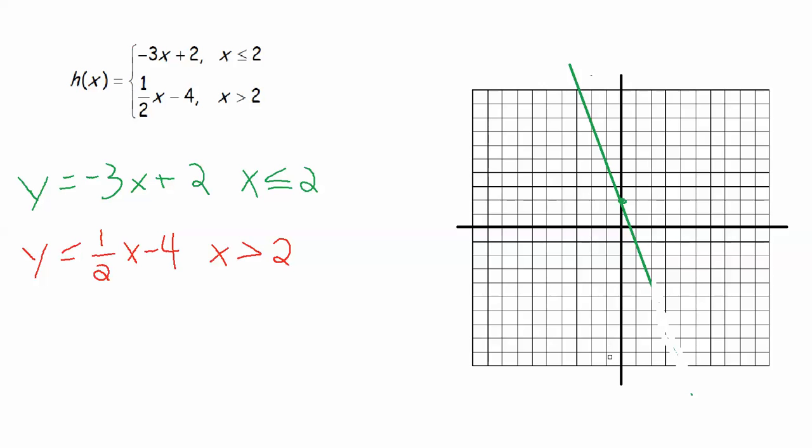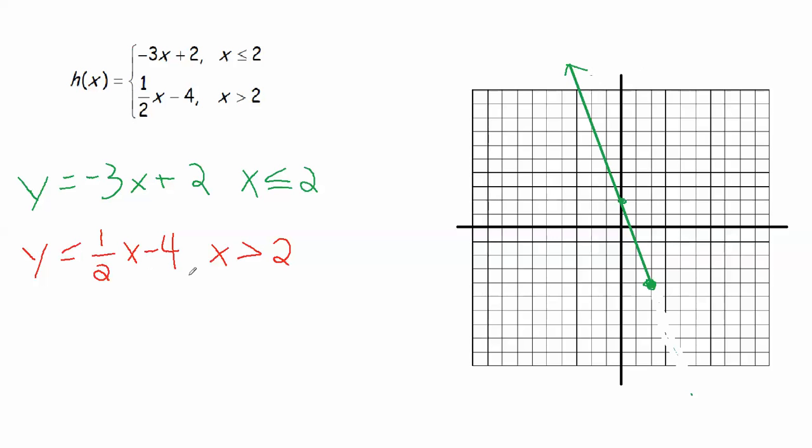Okay, so now I want to figure out what I want to do at this point right here. Do I want to do an open dot or a closed dot? And because it is x is less than or equal to, we want to have a closed dot. So I'm going to fill that in with a solid dot right there. And this would be the line.